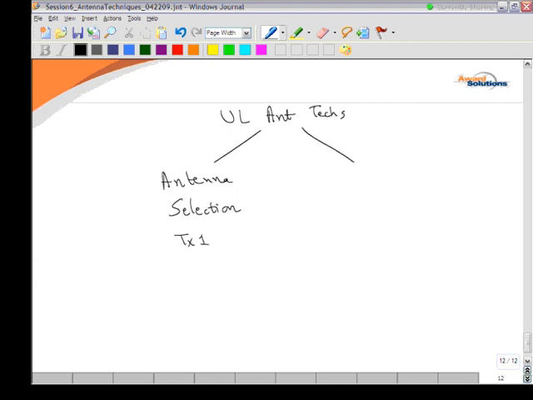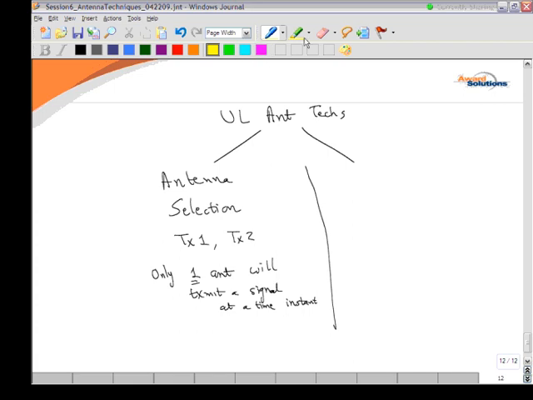So here we have 2 transmit antennas, transmit antenna 1, transmit antenna 2. However, only one antenna will transmit the signal at a given time instant. So we may have 2 transmit antennas at the UE, but only one antenna will transmit, not 2 at the same time. So that is the antenna selection approach.